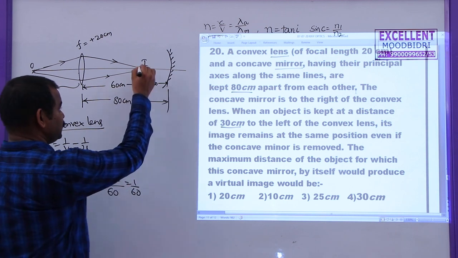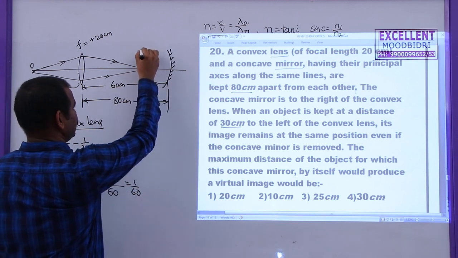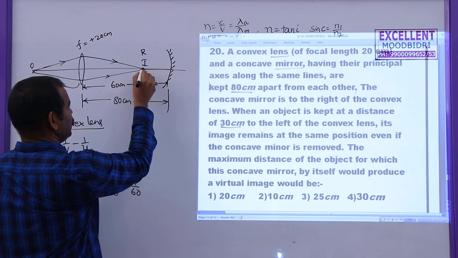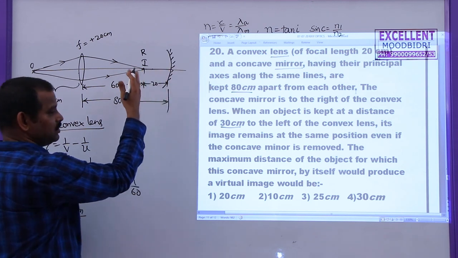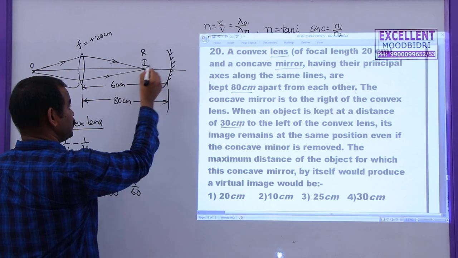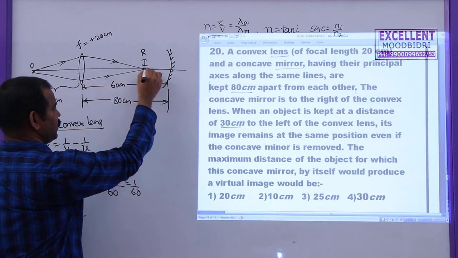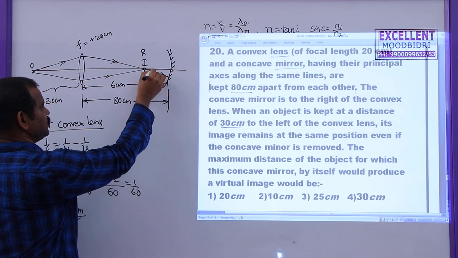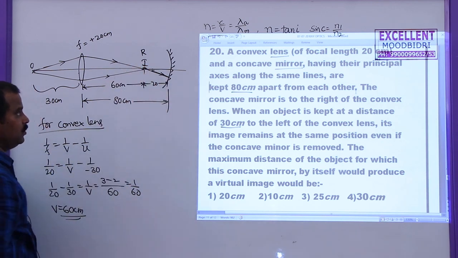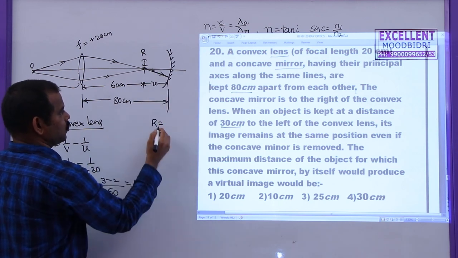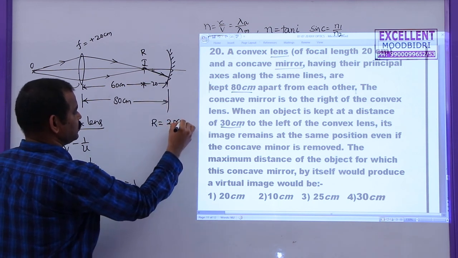That means this point must be exactly the center of curvature for this mirror. Otherwise, if it is somewhere else, the image will not be formed at the same point, because the object for this one is the image produced by the convex lens. This is the object for this one, and after reflection it retraces its path, and an image will be formed somewhere here. So from this data, what we can say is the radius of curvature for the concave mirror is 20 centimeters.